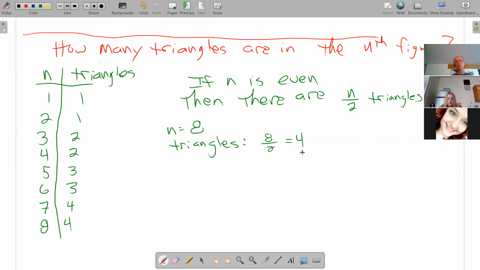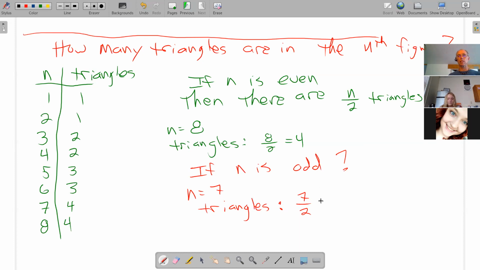Okay, cool. What if n is odd though? Well, let's pick 7. 7 is an odd number, and I try the divide by 2 thing. Let's see, for triangles I take 7 and divide it by 2. That's going to give me 3.5. But I wanted the answer to be 4, didn't I?